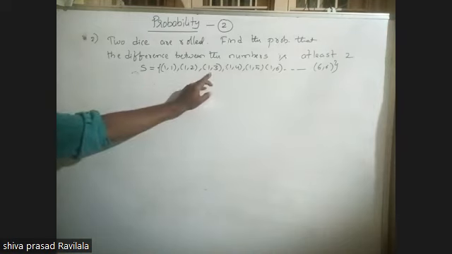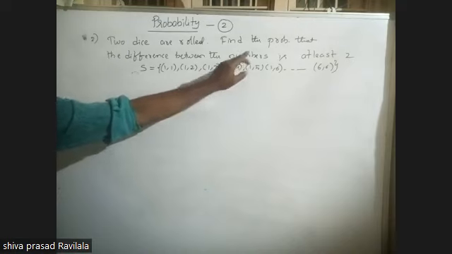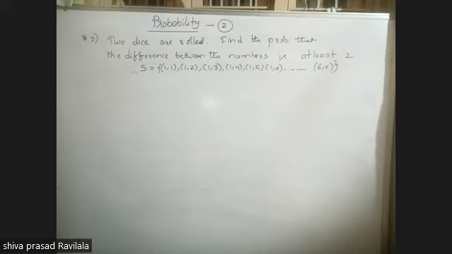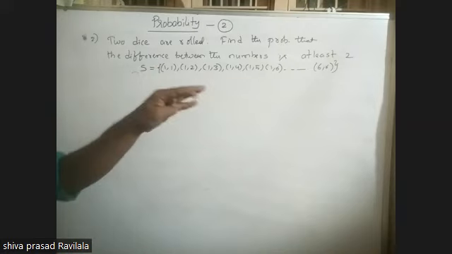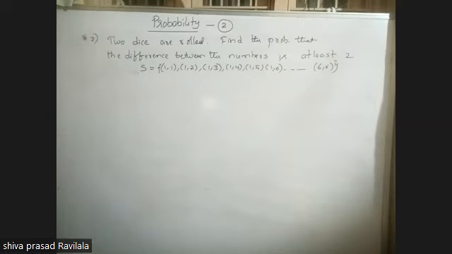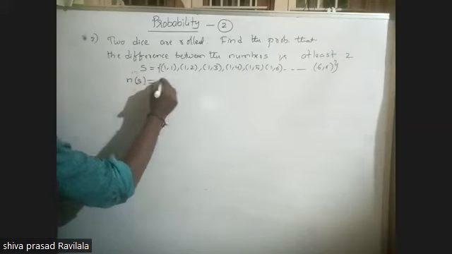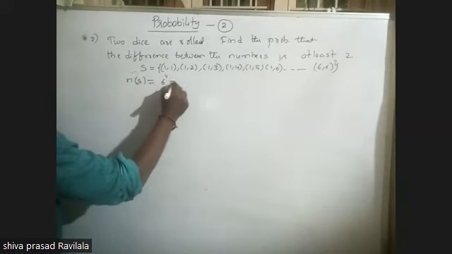You can take 3 minus 1. You can take 1, 4. You can take 1, 5. You can take 1, 6. Sorry, not 1, 7. 2, 4, 2, 5, 2, 6, and so on, like that. How many exist here? n of S is equal to 6 into 6, 6 square, which is equal to 36.